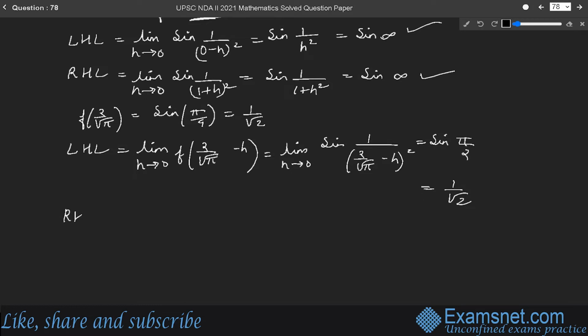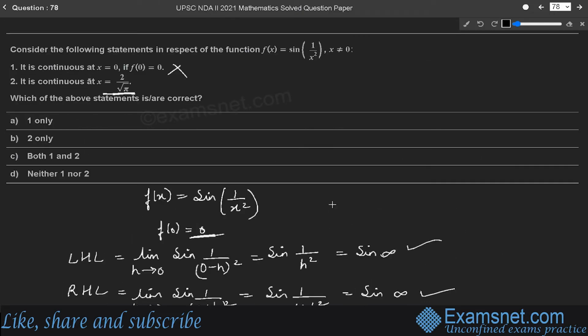Now let us find right hand limit. See, if left hand limit is 1 by root 2, then right hand limit will be also 1 by root 2, because there will be no effect of sine here. So this will be also 1 by root 2. Therefore, we can say that second statement is correct, because f of x is equals to left hand limit is equals to right hand limit. So second statement is correct for this question. So correct option is option number B, which is 2 only.